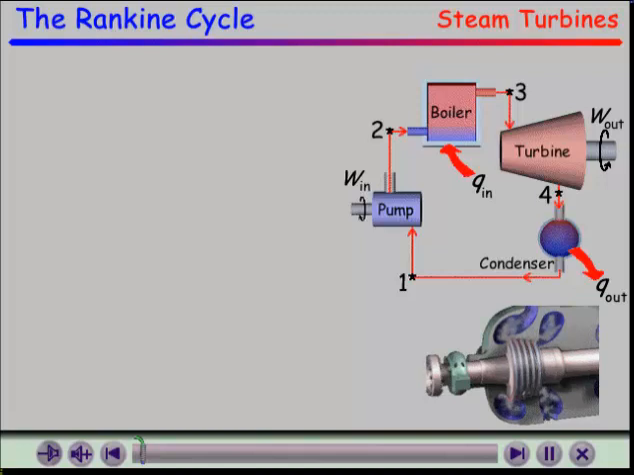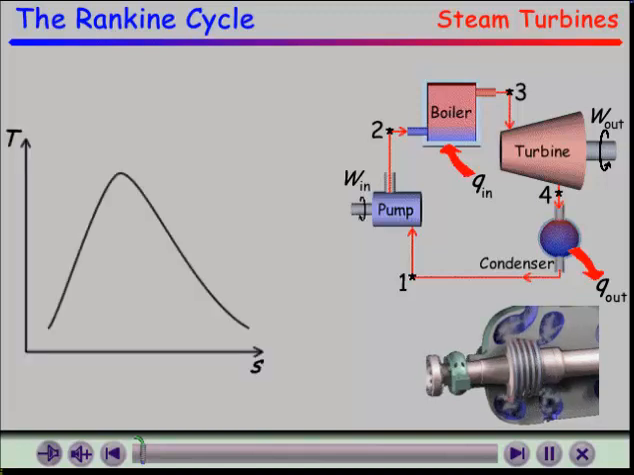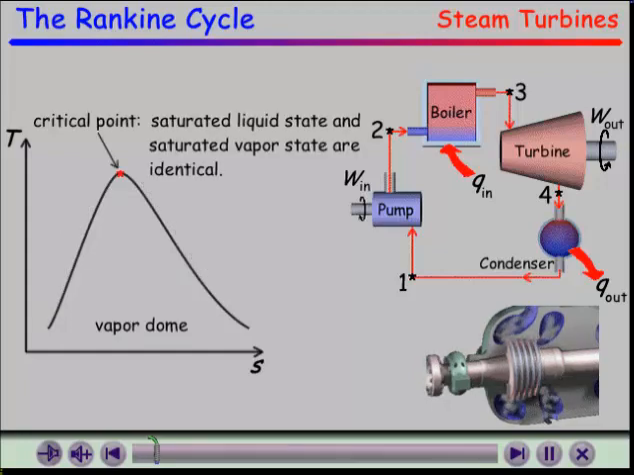Before we discuss the components of the Rankine cycle, let's consider the TS diagram for a substance that changes phase. Throughout this section, we will assume that the working fluid for the Rankine cycle is water. The liquid and vapor phases of water are separated on the TS diagram with the vapor dome. The top of the vapor dome is called the critical point. At this point, the saturated liquid state and saturated vapor state are identical.